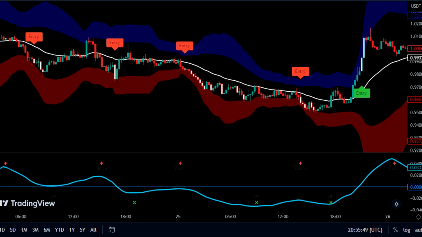The first condition for taking a sell position is that the IKH indicator gives a sell signal and at the same time the Kaufman indicator is below the zero line.